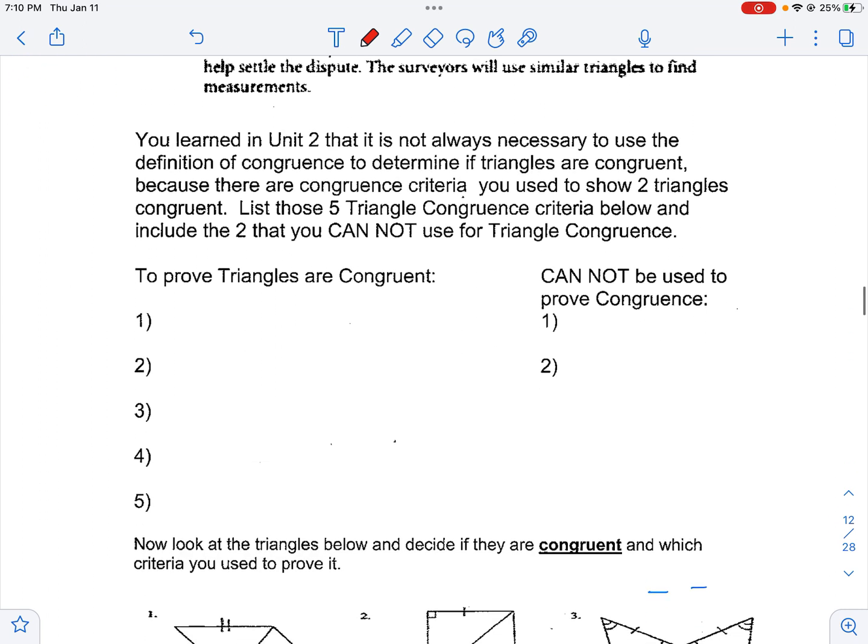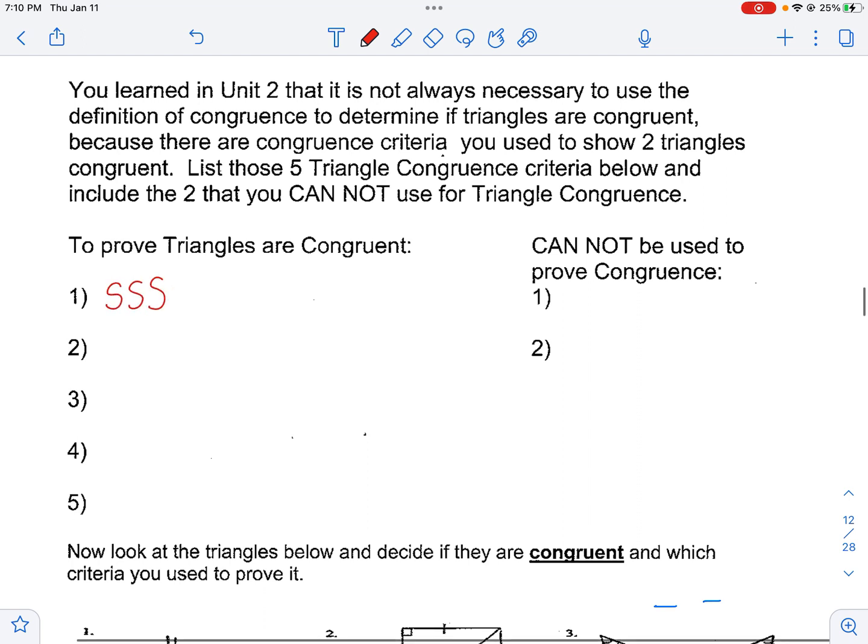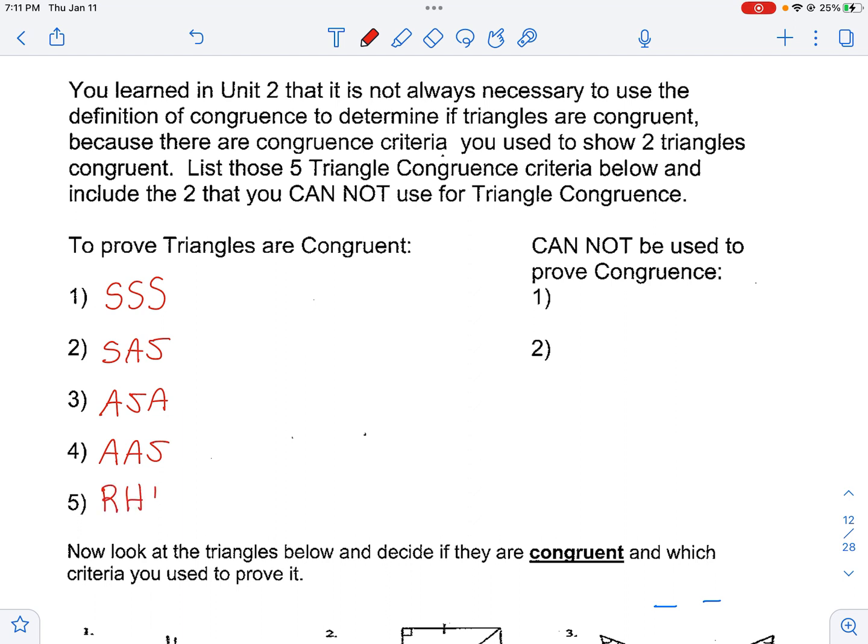Okay, if you think back to last semester, Unit 2, we learned that there were certain shortcuts that we could use to prove that two triangles are congruent to each other. As a quick recall of those, we learned that we could use side, side, side. That just means that we had to show that all three pairs of sides were congruent. We could use side, angle, side, angle, side, angle, angle, angle, side, and we could use RHL. So we had 5 different ways to prove triangles congruent.